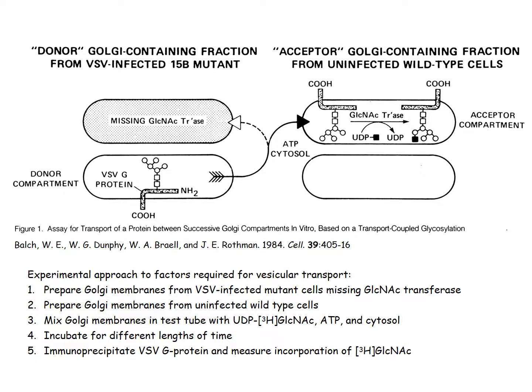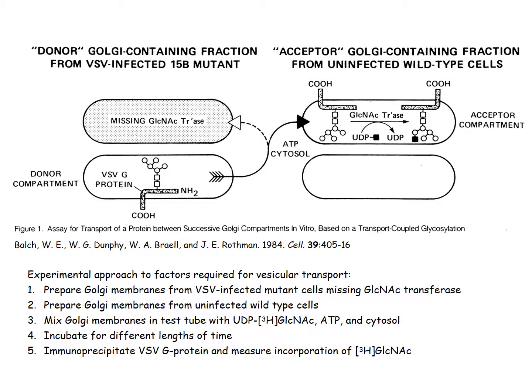Okay, so here's another cartoon showing the Balch experiment. And again, Rothman, it was his lab, so he got the Nobel Prize with these guys. Okay, Balch, Rothman. So here they got the donor Golgi fraction from virally infected CHO cells, CHO 15. It doesn't have the GlcNAc transferase, so it's frozen right there. It will not, no further trimming will occur.